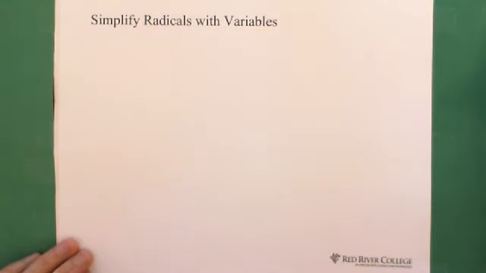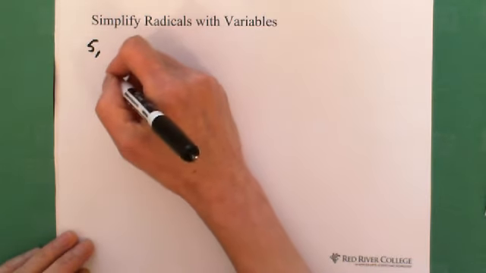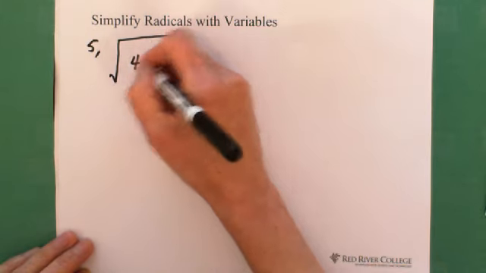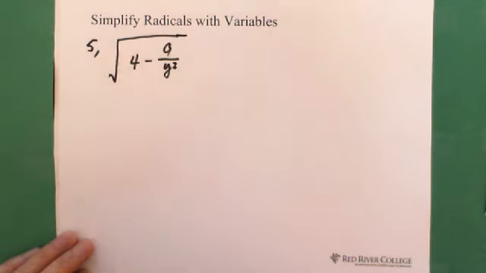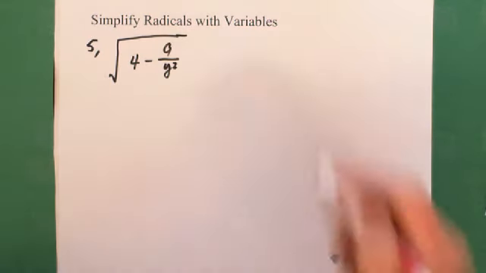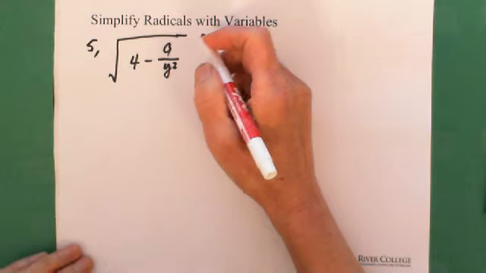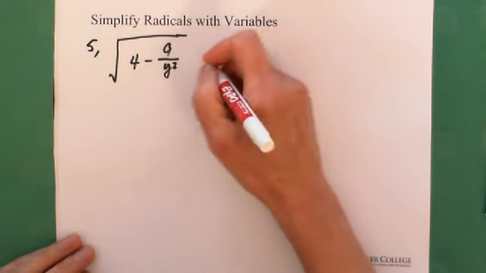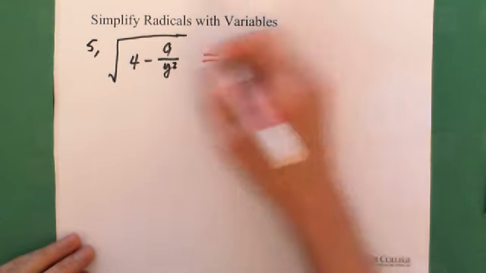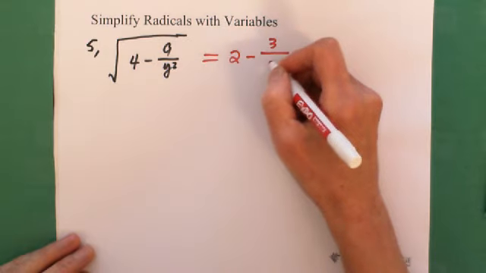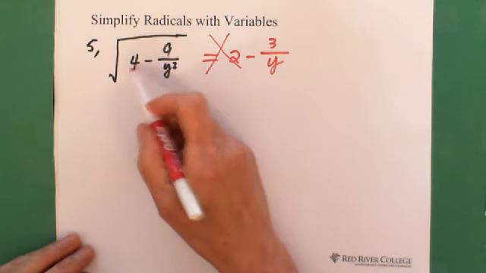The last question I want to show you is the square root of 4 minus 9 over y squared. I put this question because quite a few students sometimes feel like, oh, 4, square root is 2, minus square root of 9 is 3, square root of y squared is y. No, this is wrong.